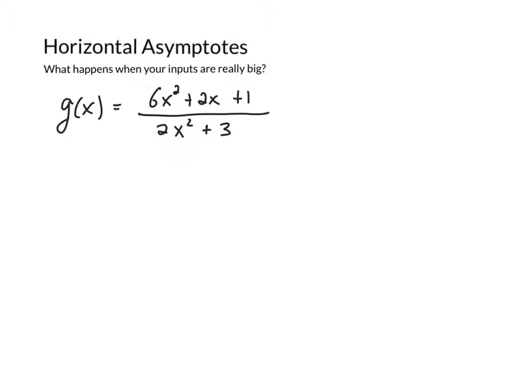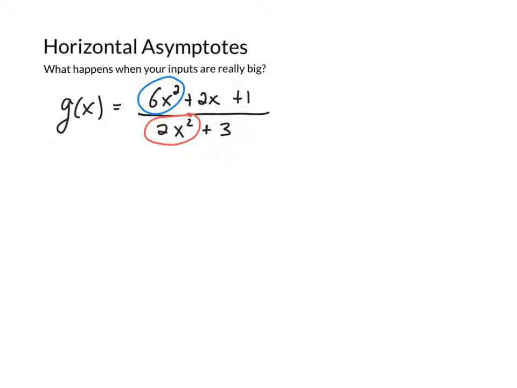Okay, so here's another function to consider. g of x is equal to 6x squared plus 2x plus 1, all divided by 2x squared plus 3. So in the previous example, we saw that when the degree of the denominator is bigger, our outputs are going to tend to 0. But we can't actually use the same argument in this case because when I consider what's happening here, well, my leading term in my numerator is 6x squared. The leading term in my denominator is 2x squared.